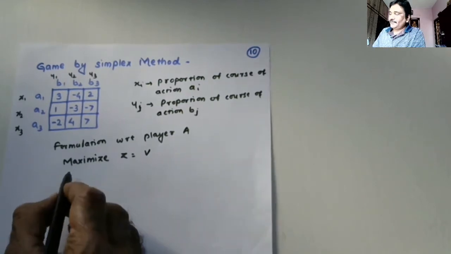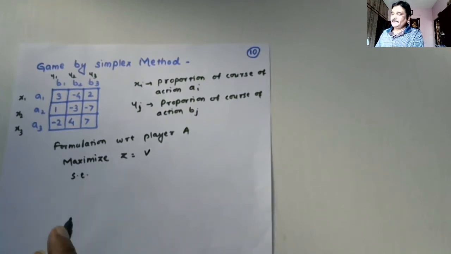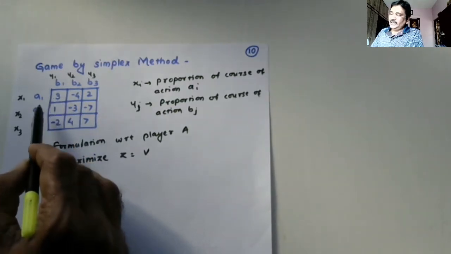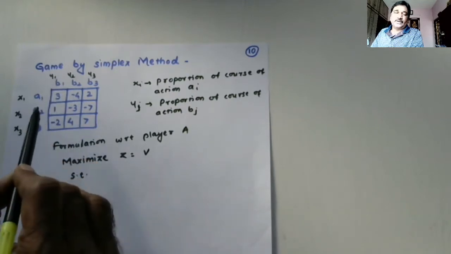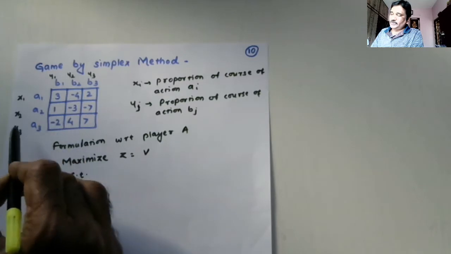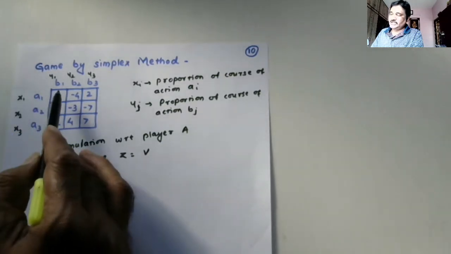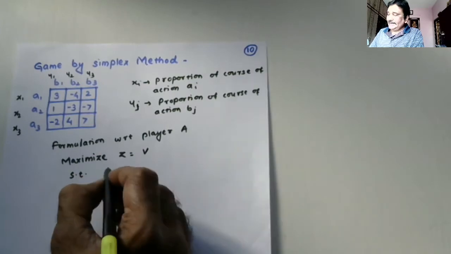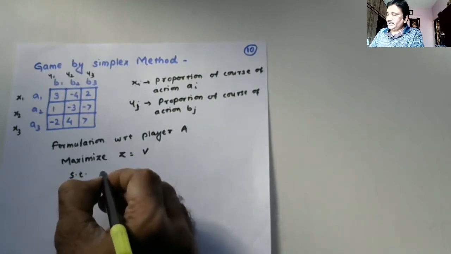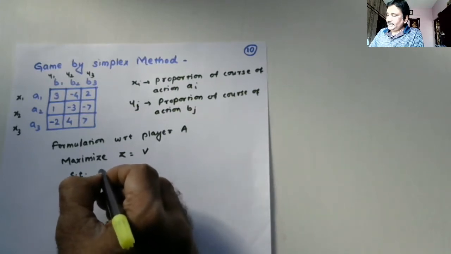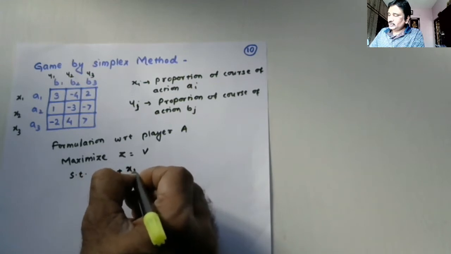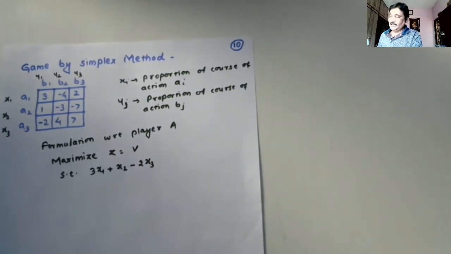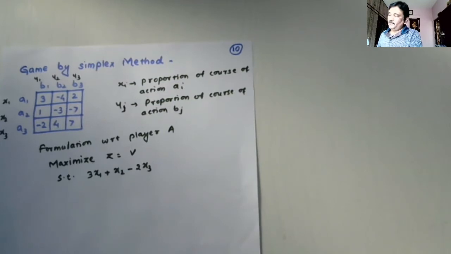Now, what will be the constraint? Subject to. Now the expected payoff, the expected gain to player A if player B plays B1, will be 3 into x1 plus 1 into x2 minus 2 into x3, because these are the proportions, and these are the payoffs if player B plays B1. So the gain to player A is going to be 3x1 plus x2 minus 2x3. This is also going to be the loss to player B. Expected loss to player B if player B plays B1.